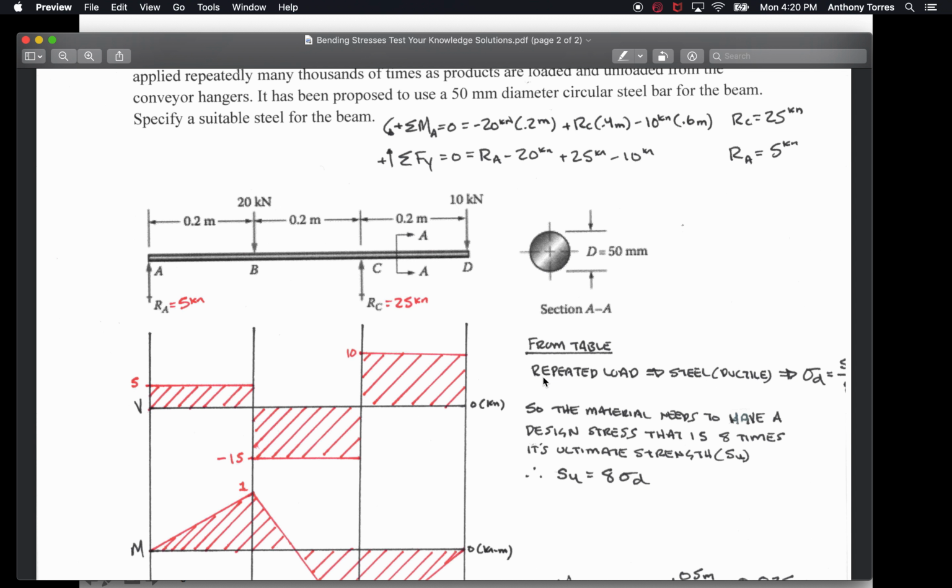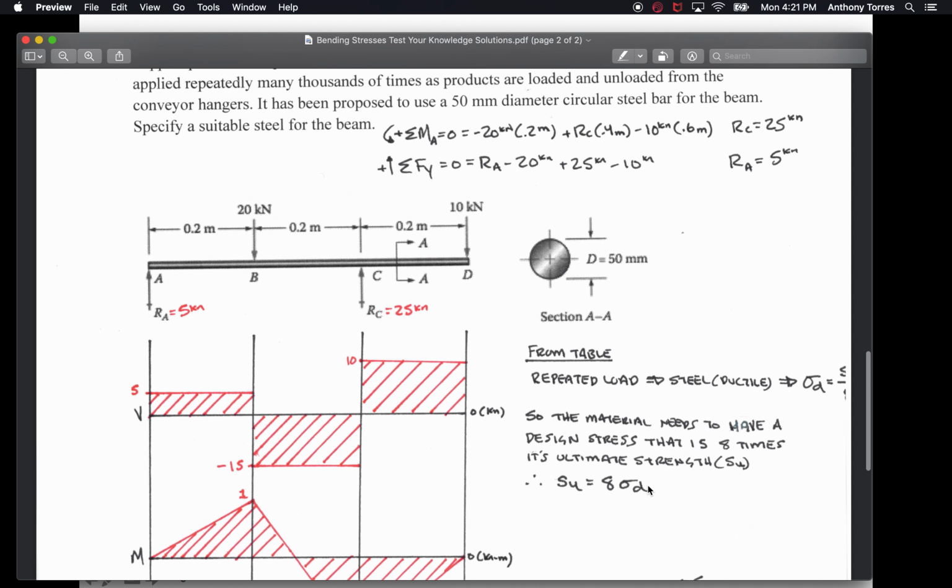So from the table, repeated load, it's steel, which is ductile. Sigma D equals SU divided by 8. Okay, so the material needs to have an ultimate strength SU that is 8 times its design stress. I just have rewritten that formula: SU needs to be equal to 8 times the design stress. Because in this problem we're trying to figure out what type of steel. What type of steel do we need?